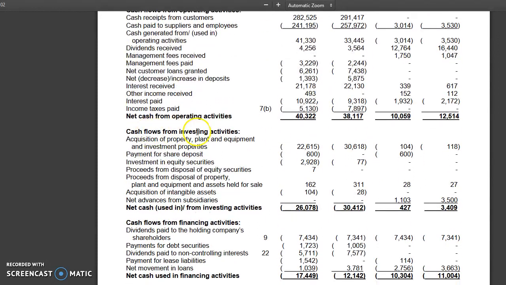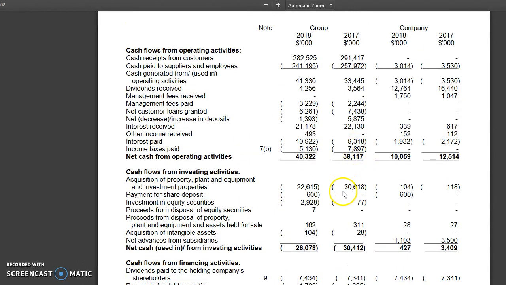On the other hand, your investing activities. So these are the investing activities on their fixed assets. Okay, so you can see the company has acquired property, plant, and equipment during the period. Previously, in 2017, they acquired about $30 million worth of property. In 2018, they acquired $22 million worth of properties. The company, it was from 118 million to 104 million. Okay, so they've invested a lot in property, plant, and equipment.